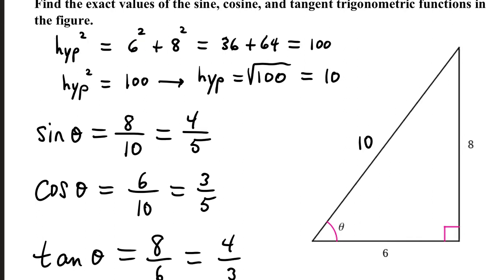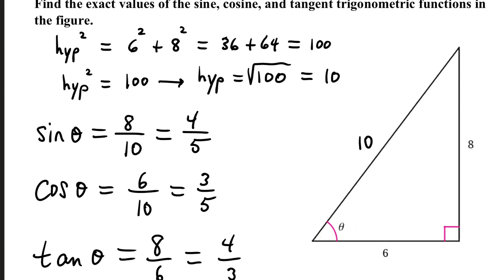So if we add up 36 and 64, we get 100. The square root of 100 is our hypotenuse length of 10. And so that's where this 10 comes from. A squared plus B squared equals C squared. Once you know all 3 triangle side lengths, then using Sohcahtoa, you can write the ratios. Theta is marked in the lower left vertex of this triangle.